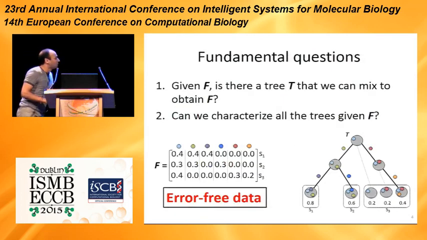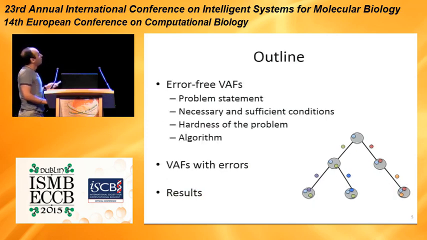So when we started this project, we had 2 fundamental questions. So the first question is a question about the existence of a tree. So given an arbitrary frequency matrix, can I find a tree that I can mix to obtain the frequency matrix? So that was our first question. And the second question is about finding conditions that we can use to characterize the whole set of trees that are compatible with a frequency matrix. So in order to answer these 2 questions, we assume error-free data because we don't want to deal with noisy measurements. We just want to focus on the combinatorial structure of this problem. So this is an assumption that I will make in the first part of the talk.